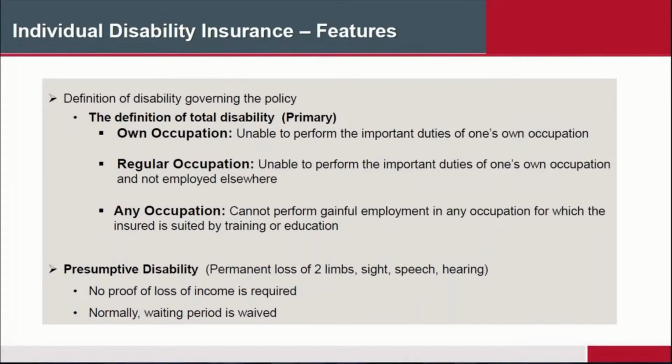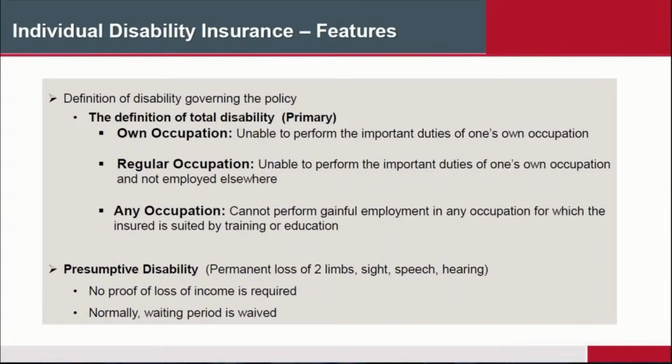The other thing is they normally waive the waiting period. If you had a 90-day waiting period, for example, but you're a paraplegic, there's no point in waiting 90 days because you're never going to recover anyway. So that's the whole idea of presumptive: the presumption is that you're never going to recover, so we're just going to give you a check basically immediately.